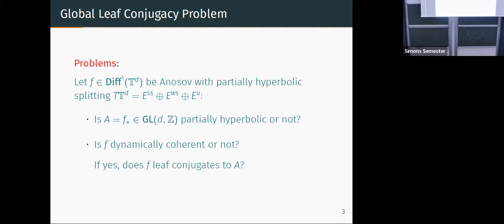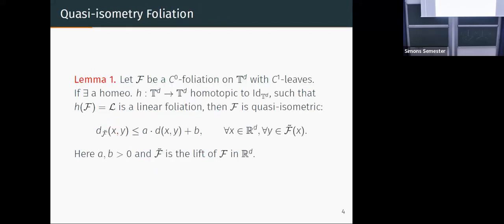And it will be the same here, whether F is dynamically coherent or not, and whether it is leaf conjugate to its linear part. So at least in high dimension, we know nothing about that. But we can at least tell you something when the strong stable and unstable are jointly integrable. I think the proof is quite simple in some sense. Not so simple, but it just tries to use the Brin argument.